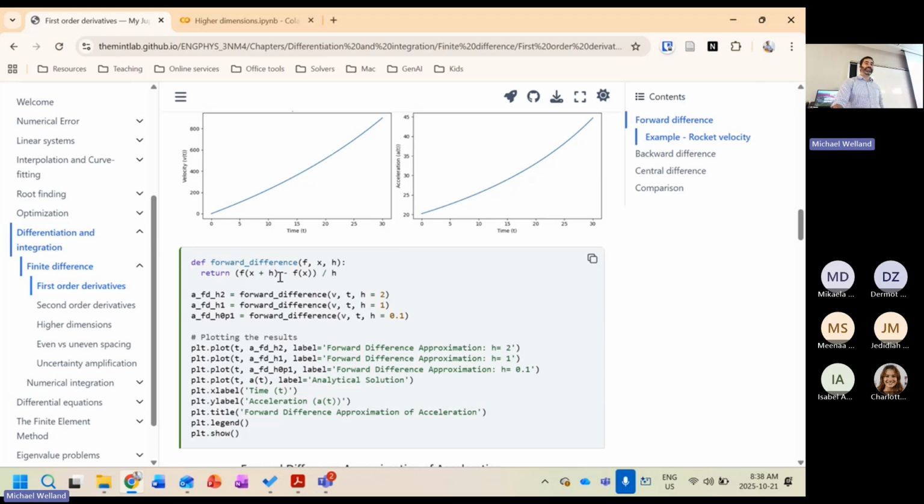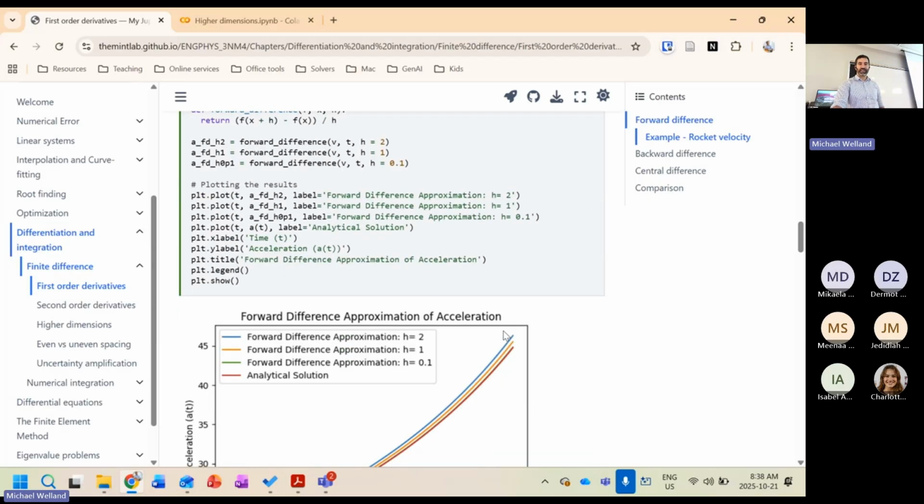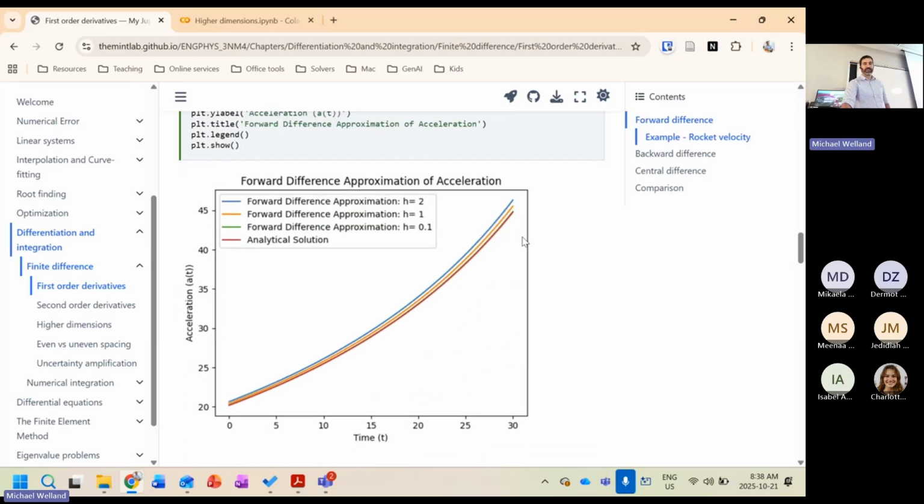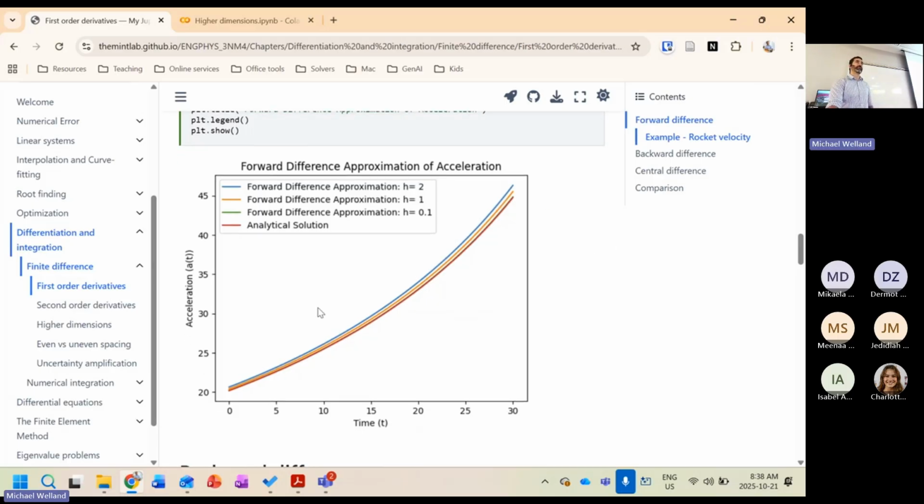When we throw the finite difference formula at it, this is forward difference. It's literally f of x plus h minus f of x divided by h, right? And then we do it for h is 2, h is 1, h is 0.1, and what we get is this guy. So our red line here is the analytic formula, right? The blue line is h set to 2, and the green line here is actually lying basically right underneath the red one. Okay? Anybody notice anything funny about this graph?